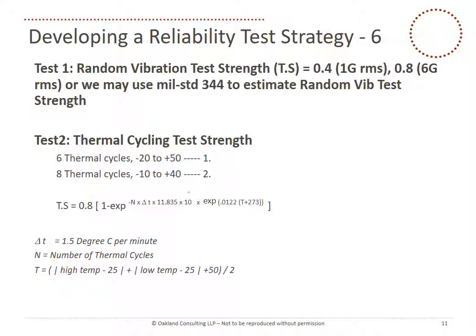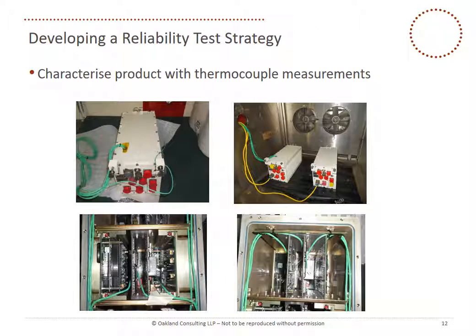N is the number of thermal cycles, we know that. Delta T is our temperature change, the thermal cycling temperature change measured at component level. So we know that the components are changing at 1.5 degrees C per minute during their thermal cycling between the lower and uppermost temperatures you see. And T, we work out the modulus of T with that equation. So we can put everything in there and quite easily work out our test strength for these profiles.